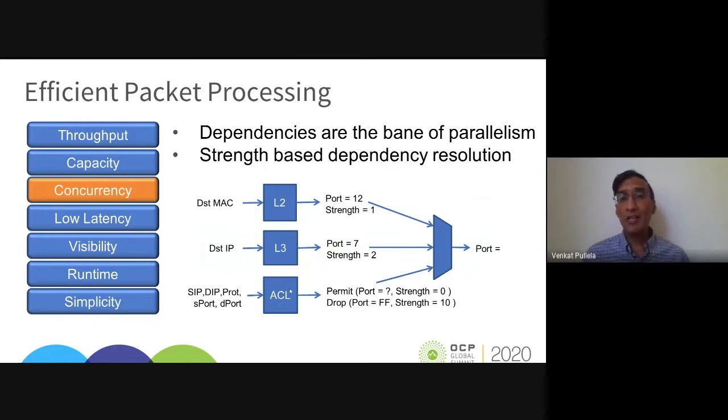So when you have this kind of thing, can I do these in parallel? Traditionally, these were serial. If you want to do in parallel 2 or 3 things, 2 or 3 features, each produce a port. Each of them are telling you to go to a different port. How do you resolve this? This is basically a dependency.